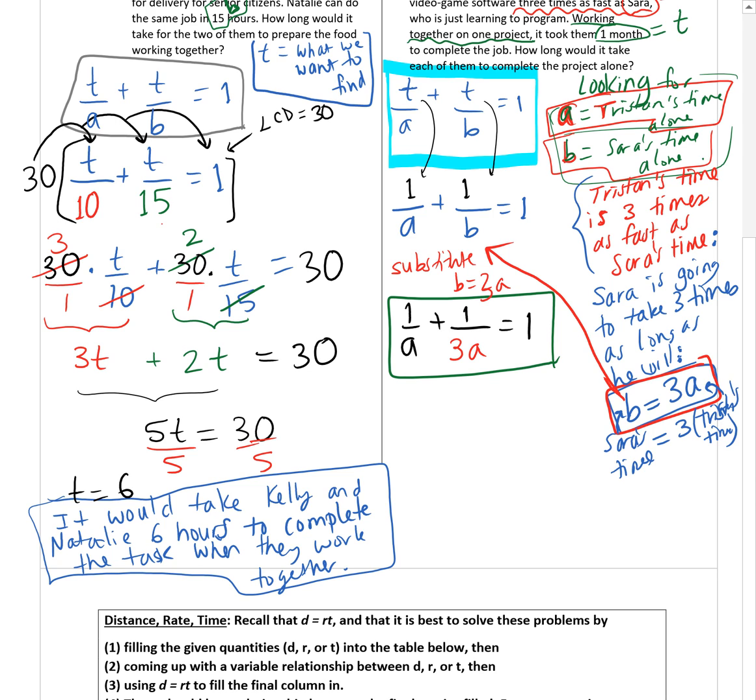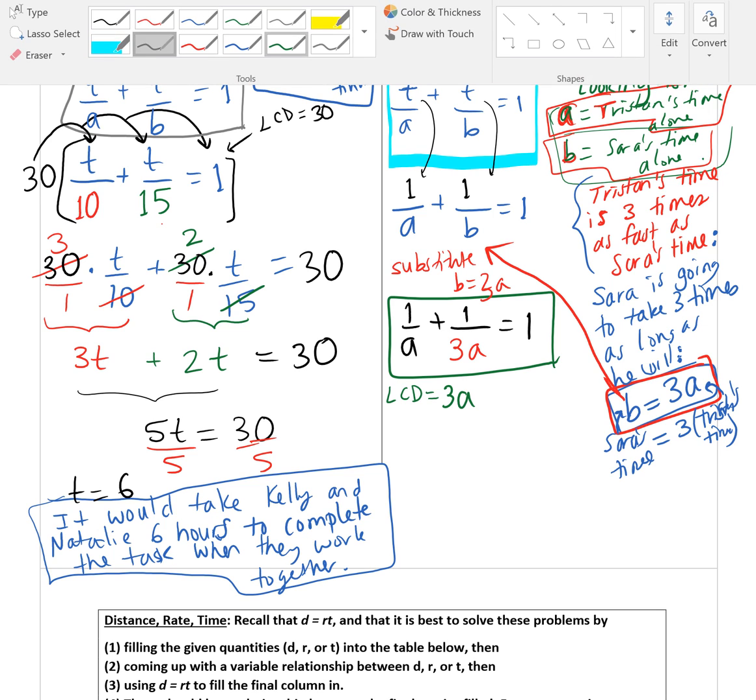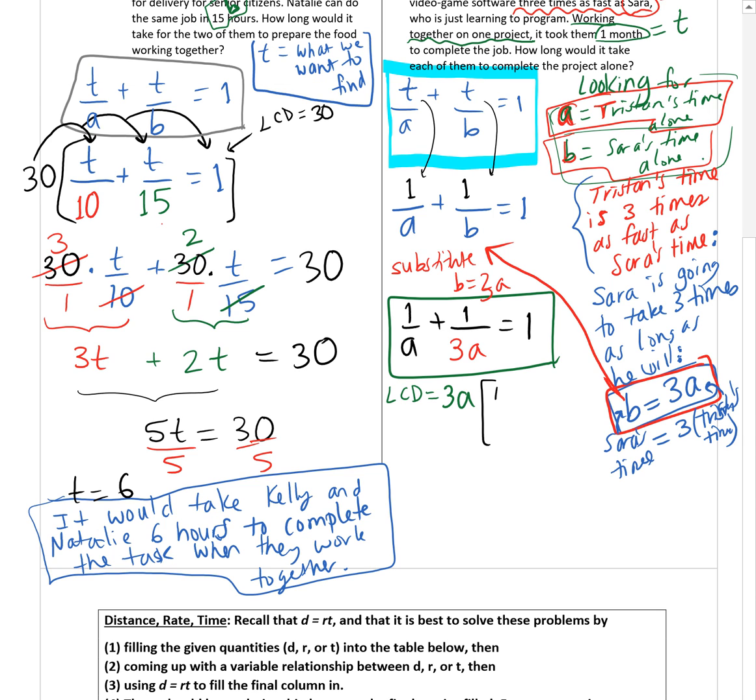Now I'm able to solve it by finding the least common denominator and multiplying the whole thing by it. So looking at those two denominators, I noticed their LCD would be 3A, using methods that we learned before. So 3A times that, I'm going to need to multiply that by all three of these terms, the 1 over A, the 1 over 3A, and the 1.